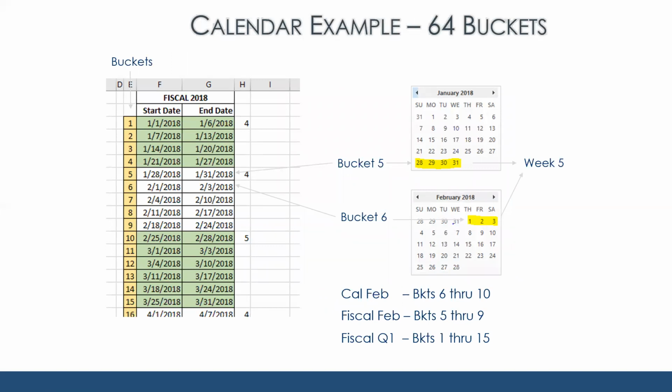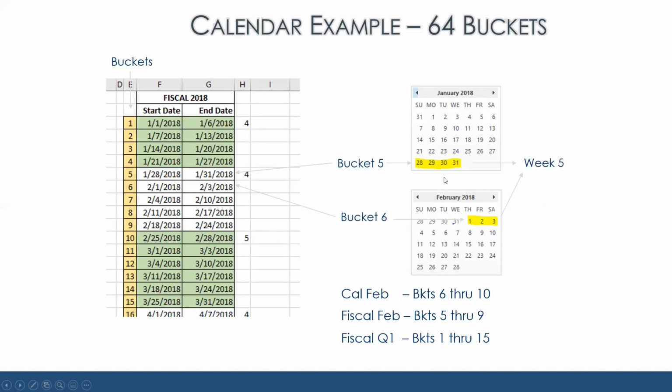Here's just an example of an older style bucket mapping that we used to have before we went to the daily. But it's based on 64 buckets, to correlate to weeks. And why 64 as opposed to 52 or 53? Well, the 64 allows you to break up weeks that cross over months or fiscal periods.